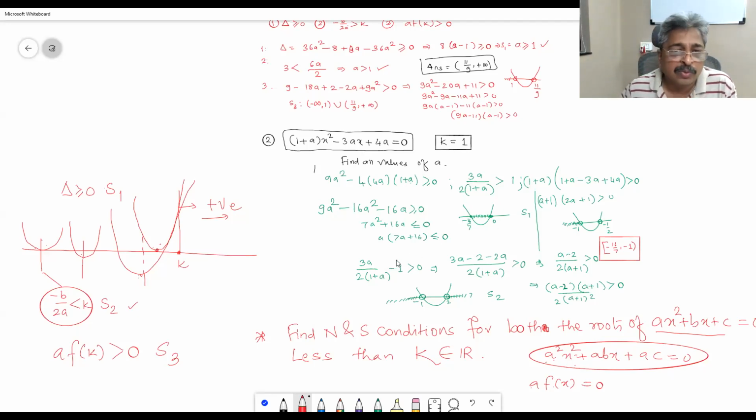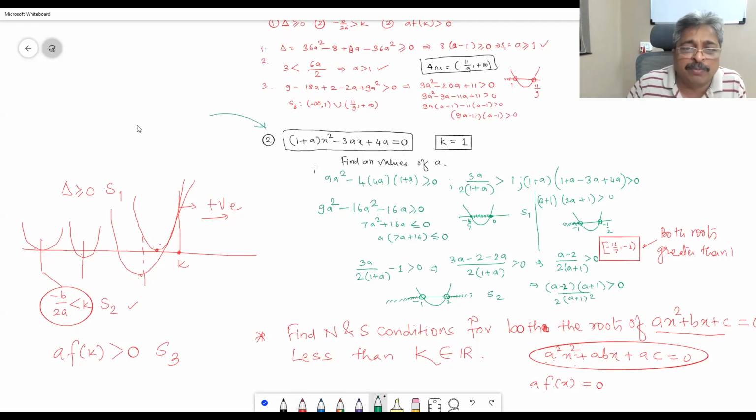Okay, so let us solve this problem. It is not written here that this is for both the roots greater than k. Now find out the solution set when both the roots, for the same problem, should be less than 1.